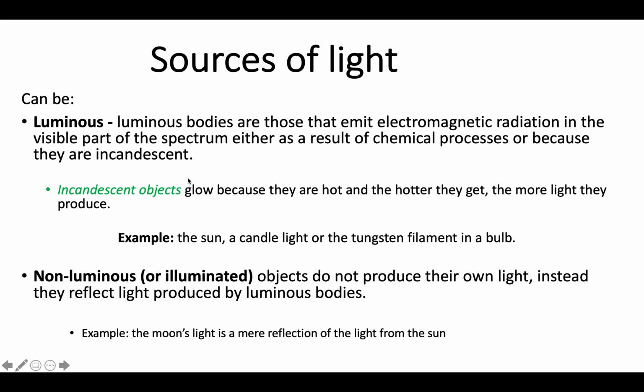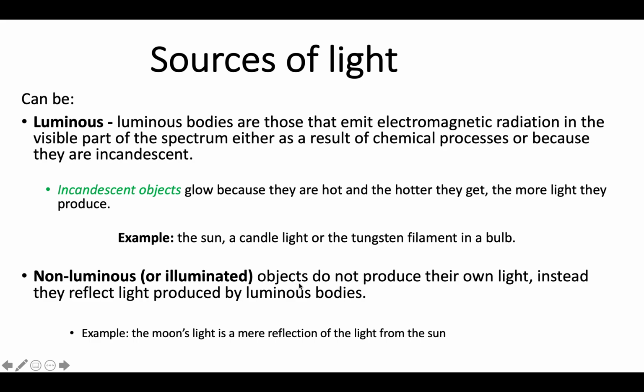So incandescence is actually one of the principles behind some of the energy saving globes that we use today. The hotter they get, the brighter they become. The same thing happens in the light globes that we have, and in the sun, for example. So these are luminous objects: the sun, the light from the candle, or the tungsten filament in the bulb in our homes that gives us light. And then the other source of light can also be non-luminous, or illuminated.